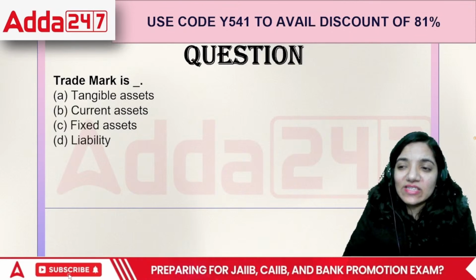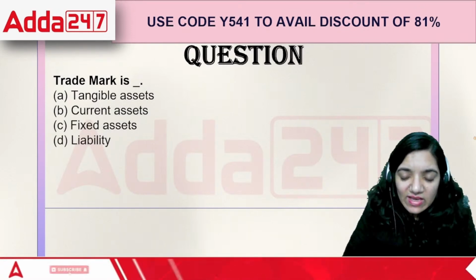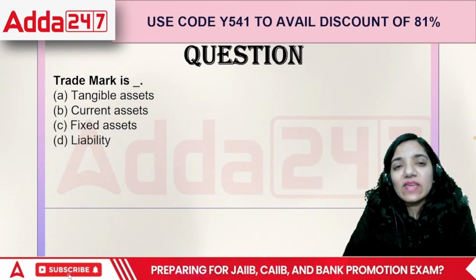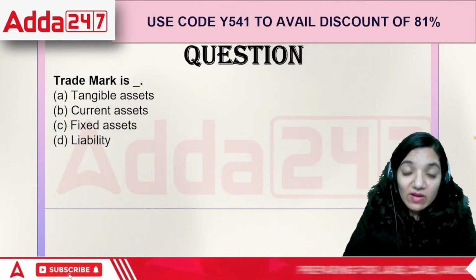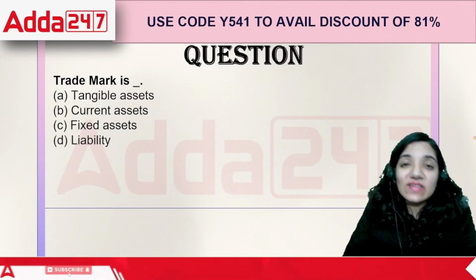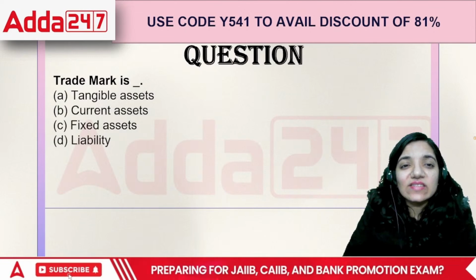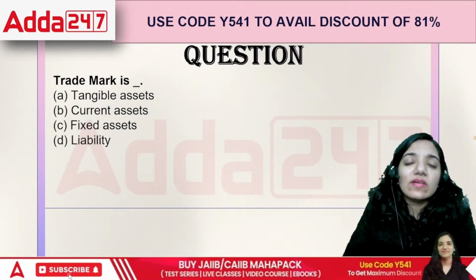When we talk about trademarks, it's a registered trademark, and it is based upon the fact that if I get myself registered in terms of a trademark, then nobody can use the trademark other than me. It's my personal identity in terms of my trading. So is it a tangible asset, a current asset, a fixed asset, or a liability?